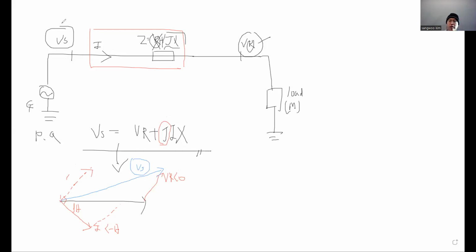So we can see now the VS part, the sending end voltage, has a higher number. I mean, the line itself is kind of longer than the VR part, right? So this is our general phasor diagram, you know what I mean?